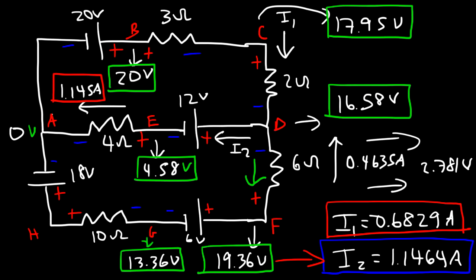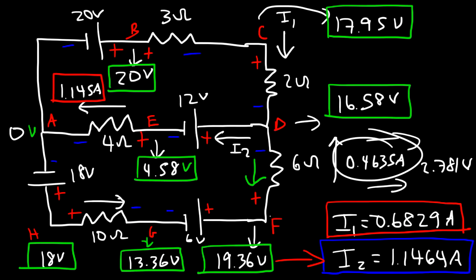Now let's go from A to H. As we travel in this direction, we're going from negative to positive, so that's a voltage lift of 18 volts. So that's the potential at H. And current is going to flow from a high potential to a low potential. 18 is greater than 13.36. So the current is flowing in this direction, which is in agreement with this current, which goes in that direction.